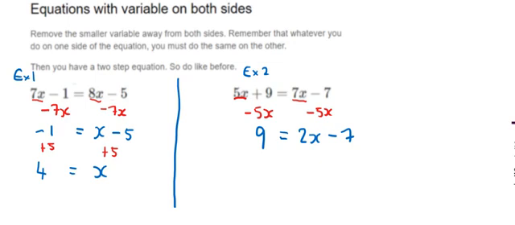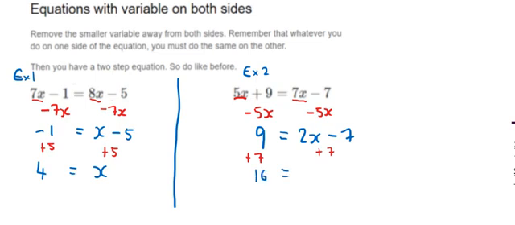Now what you've actually got here is a two-step equation. So I'm going to do the opposites of what's happening to x again. So x is being times by 2 and 7 is being taken away. So I'm going to get rid of that minus 7 first. I'm going to add 7 to both sides. On the left hand side, 9 plus 7 is 16.